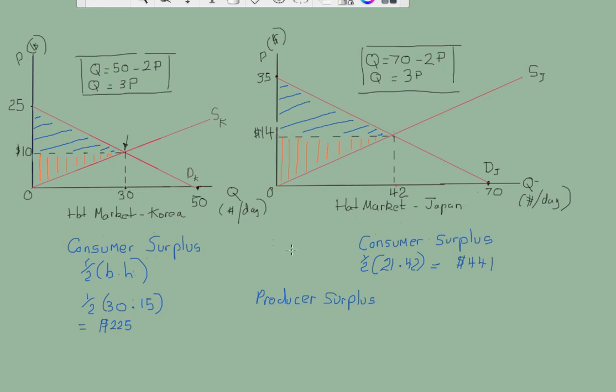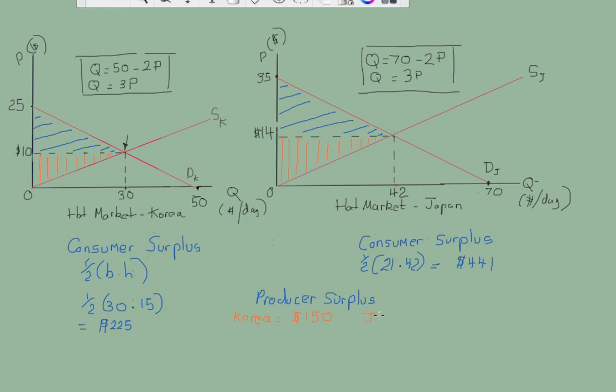So we have, let's start out with Korea. We've got a triangle here again, so half base times height. Let's see, we've got $10 for the base, 30 for the height, so that's 30 times 10 is 300, and then we want to multiply by a half, which would give us $150. So using the same expression, for Korea, it's equal to $150.